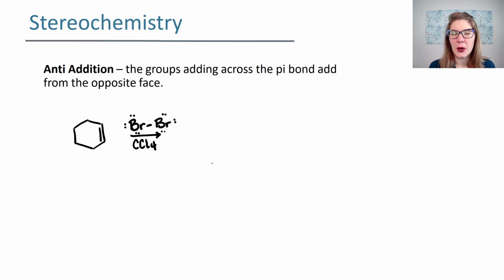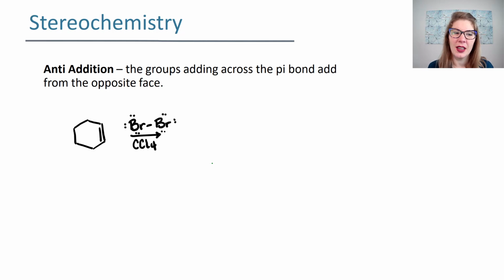Let's look at the stereochemistry of this reaction by considering the mechanism. This is going to end up adding two halogens opposite one another. So that's your anti-addition, where your two groups are adding from opposite faces of the pi bond.